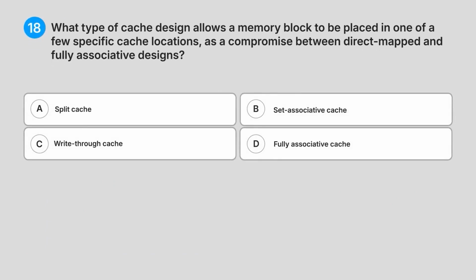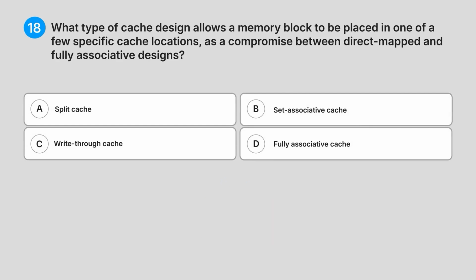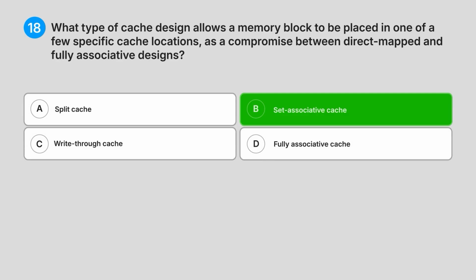18. What type of cache design allows a memory block to be placed in one of a few specific cache locations as a compromise between direct mapped and fully associative designs? A. Split cache. B. Set associative cache. C. Write-through cache. D. Fully associative cache. What do you think is the answer? Correct answer, B. Set associative cache.